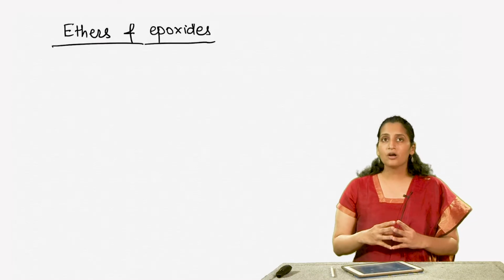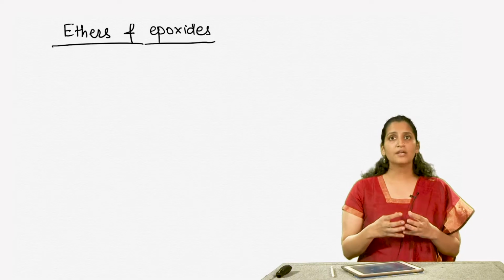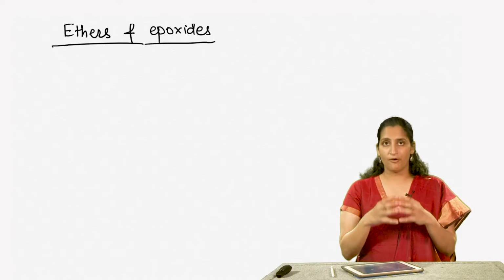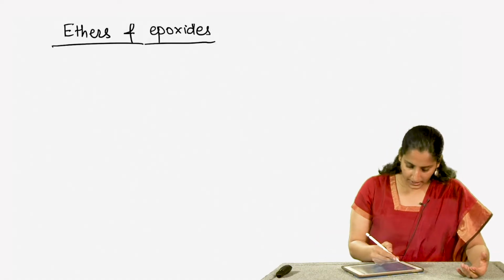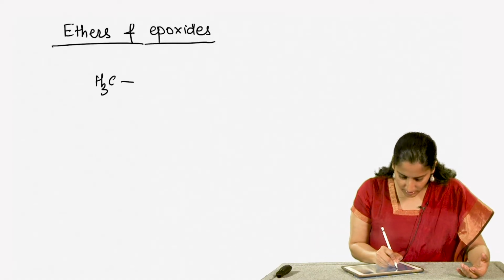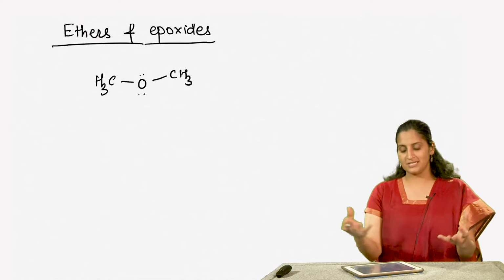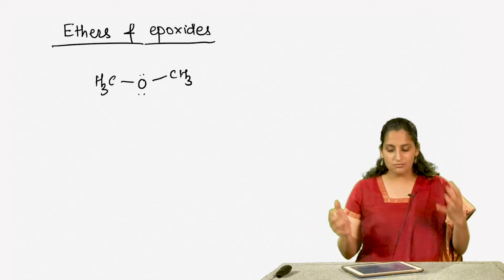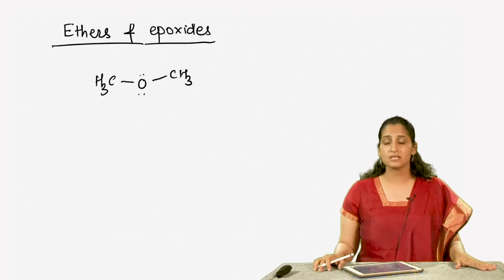Today we are going to talk about ethers and epoxides. Ethers are molecules in which an atom of oxygen is bonded to two carbon atoms. So, something like dimethyl ether, which is one of the simplest ethers that is possible, is where the oxygen is attached to two sp3 hybridized carbons.